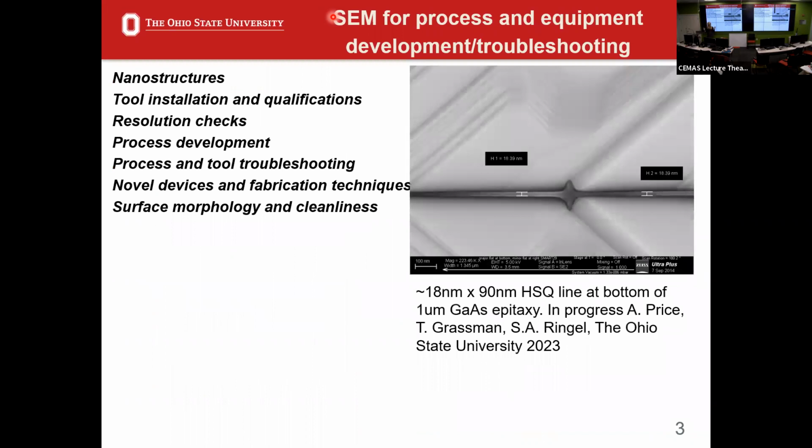I'm a nano person. My expertise background is electron beam lithography, so nano patterning, nanolithography. And so we do look at nanostructures. These aren't going to be impressive to the CEMAS community when you are looking at atom scale resolution, but this is the type of materials that we're looking at on the nanoscale. So these features are around 20 nanometers. We'll talk about exactly what they are later. But these are the types of applications that we use SEM for.